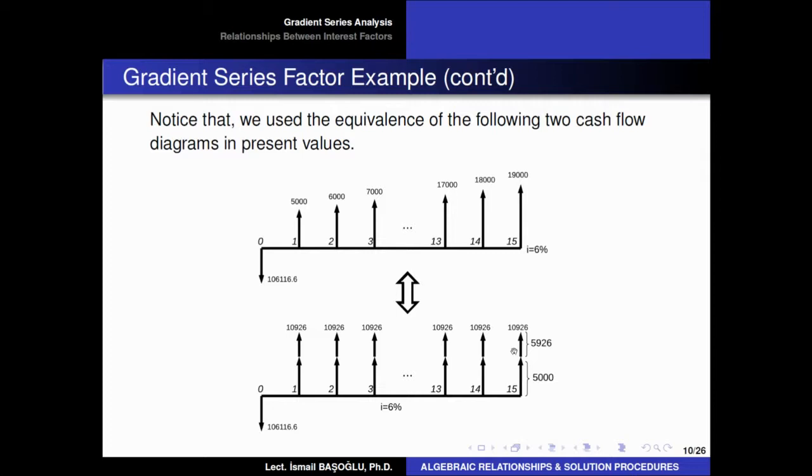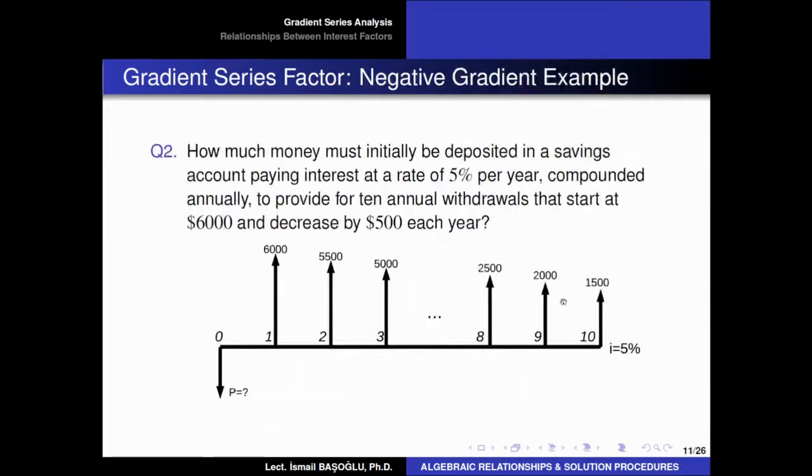Once we convert it to a uniform payment amount, then the remaining part is the same as the previous week. We can play around with the uniform series, calculate the future value or present value. So how do we solve the gradient series problems? We solve the gradient series problems by first converting them to uniform series. That's the key.